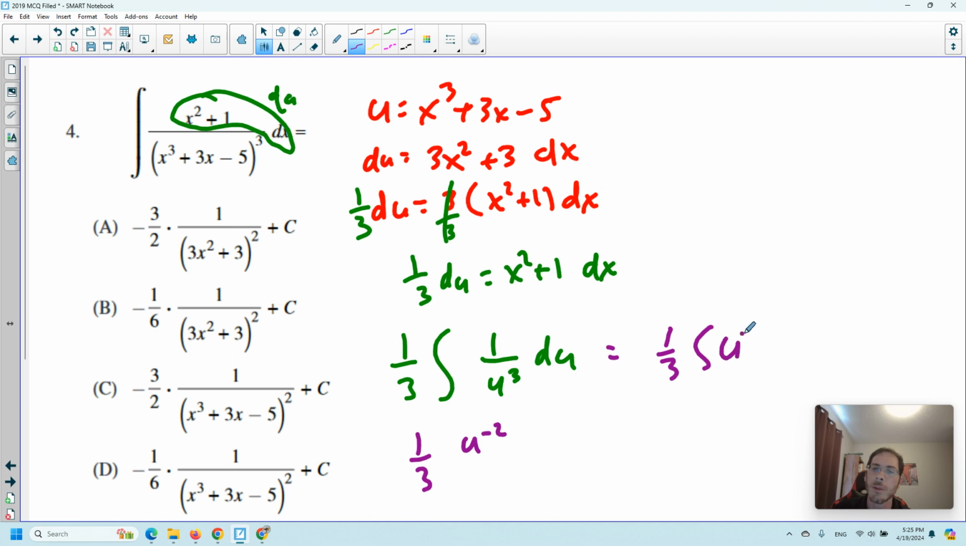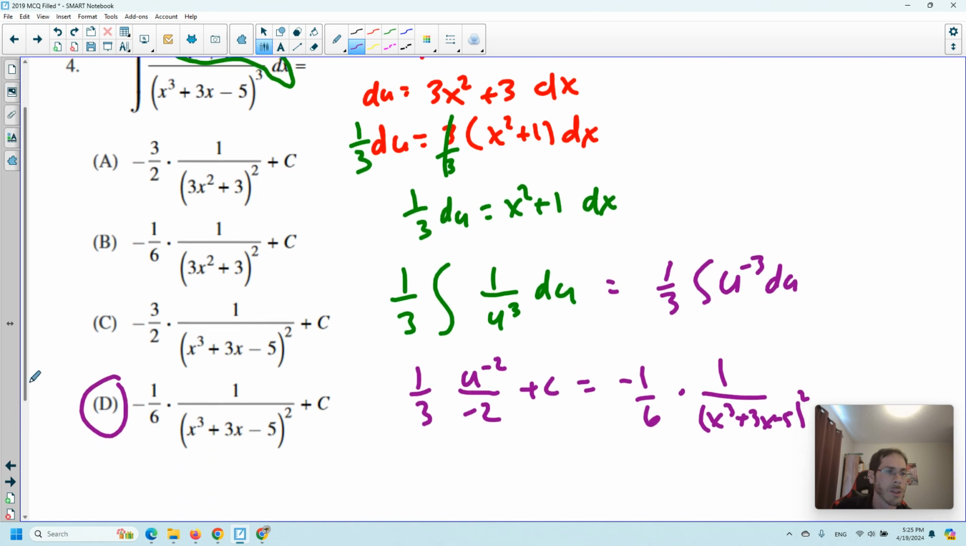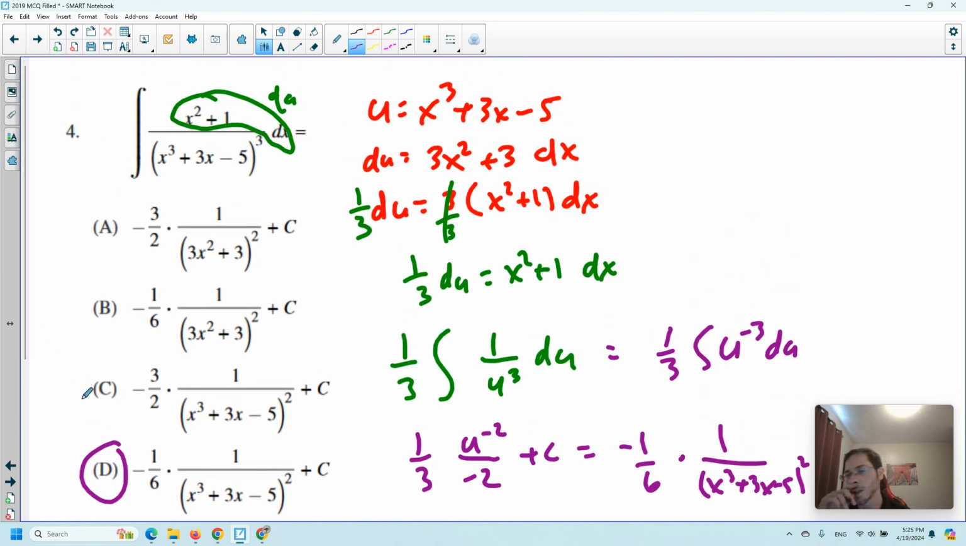Let me rewrite that real quick. So negative 3 plus 1 is negative 2. Divide by the new exponent. So divide by negative 2 plus c. Then we're going to get, if we multiply the 3 and the negative 2, negative 1/6 times, and u is x cubed plus 3x minus 5 squared. Looks like we got another one down here. Looks like D. Is there a choice E that we can ignore? Nope, but that's what we got.